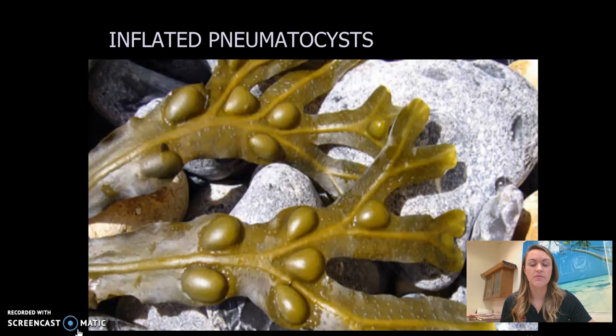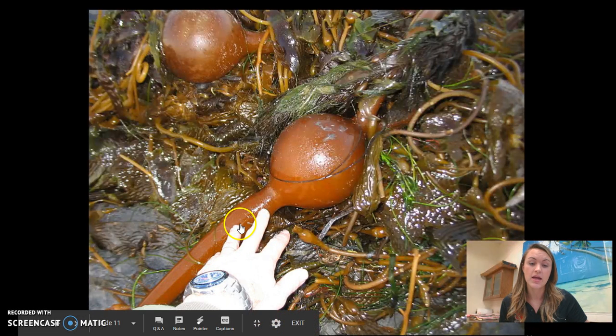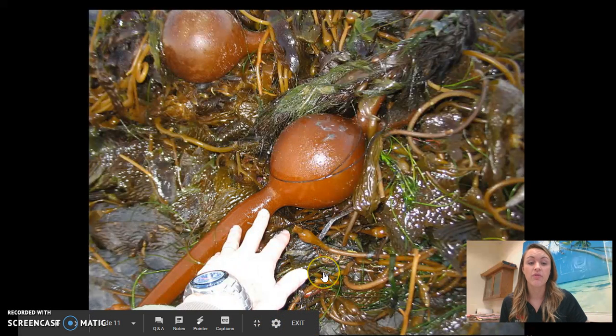All right, so looking at some inflated pneumatocysts, there are a couple different ways that they can look. They can be attached to the blades, to the fronds, and to the stipes, and they can be giant. When we start talking about macroalgae, like some of our brown algae, we notice that the pneumatocysts have to be giant. So this is an average human-sized hand beside this basketball-sized pneumatocyst. This thing is definitely going to keep that very large macroalgae kelp afloat.